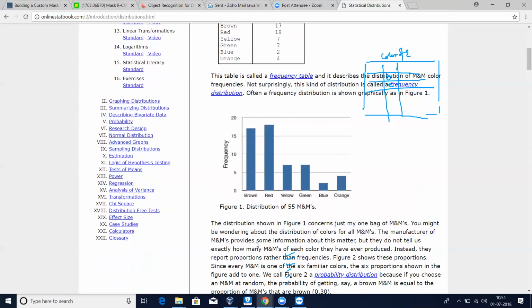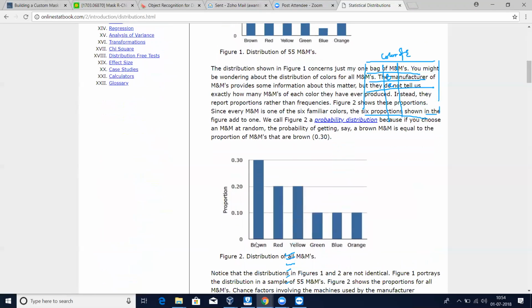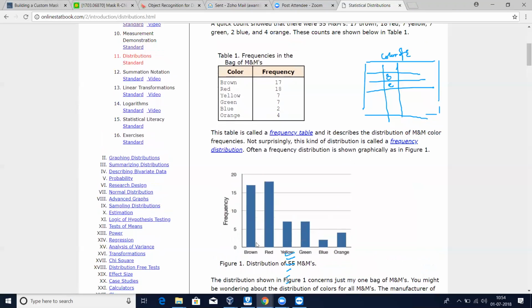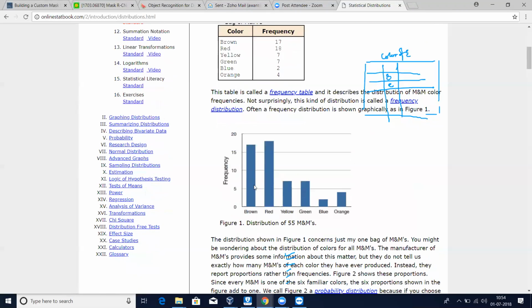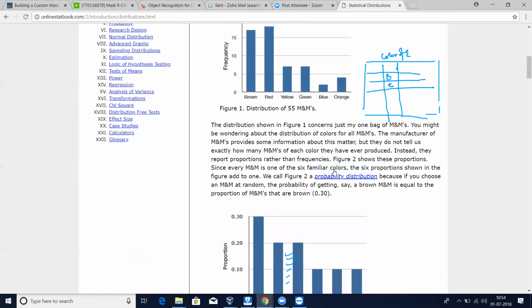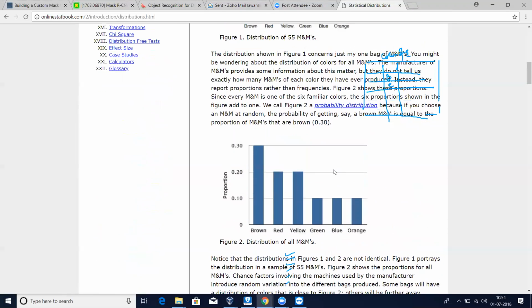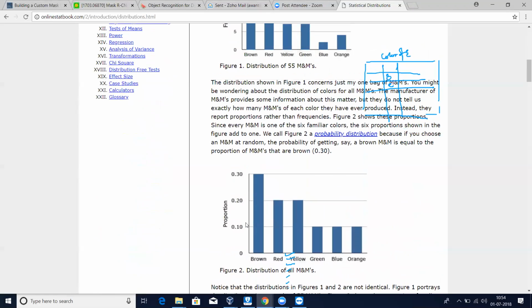Now, of course you can convert that into proportion, right? Occurrence was there. For each occurrence you divide it by the total number of occurrences. That will create a proportion or frequency distribution. Sorry, this is a probability distribution, where the sum of all these things will be 1. This is known as probability distribution.